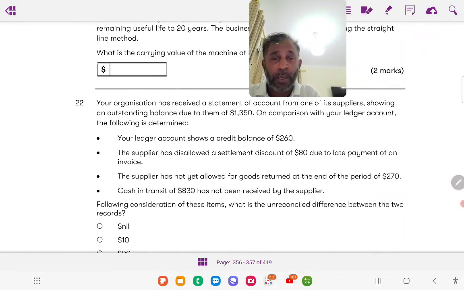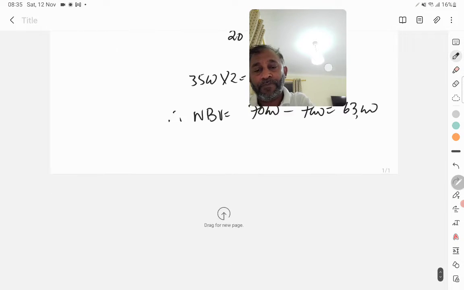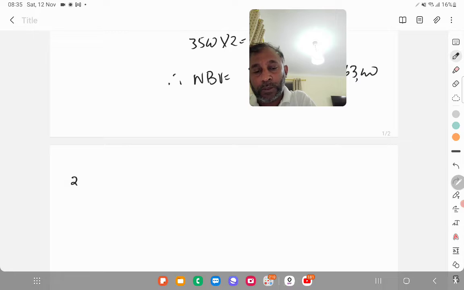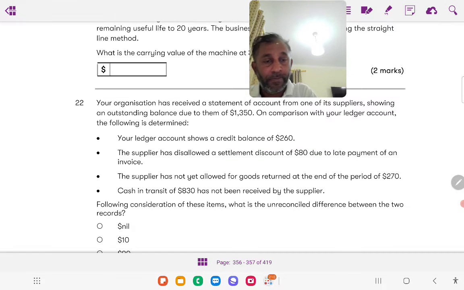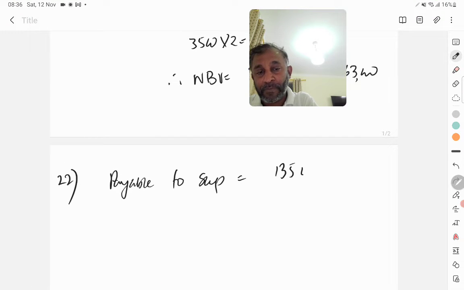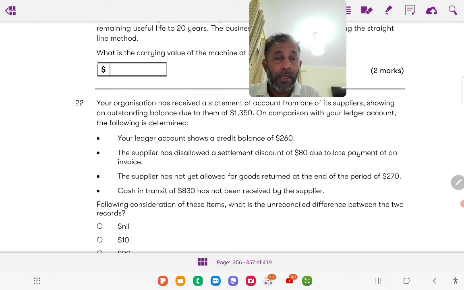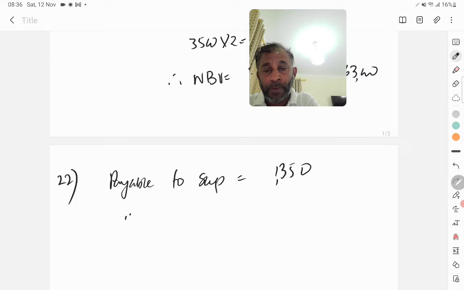And then, your organization has received a statement from one of its suppliers showing an outstanding balance due to them of 1,350. What is the question number here? 22. Yes. So the payable to supplier, how much? 1,350. And then on comparison with your ledger account, your ledger account shows a credit balance of 260. So payable to supplier as per us is 260.